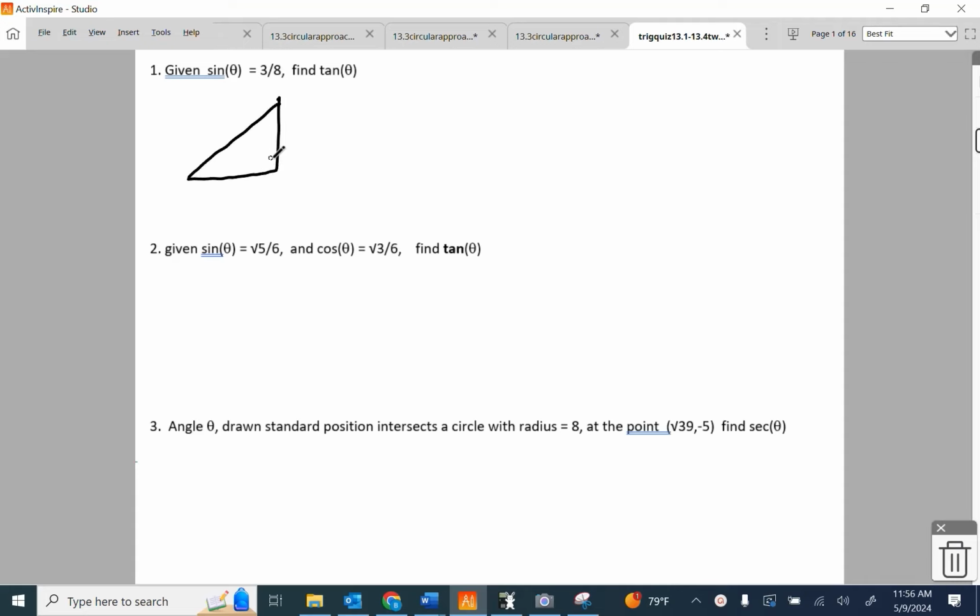You visualize a right triangle, you throw theta in the left-hand corner. You know the sine ratio is opposite over hypotenuse because you've written this down 1,000 times in your life.